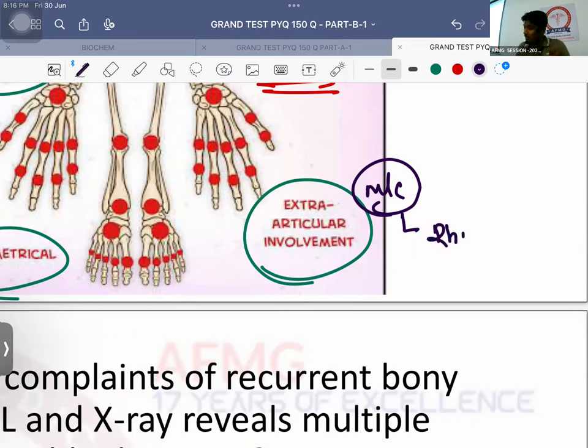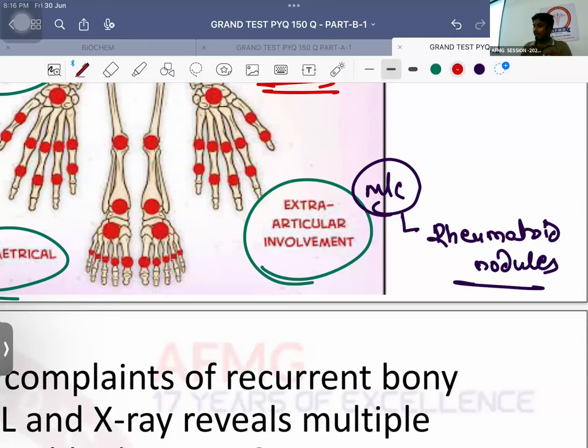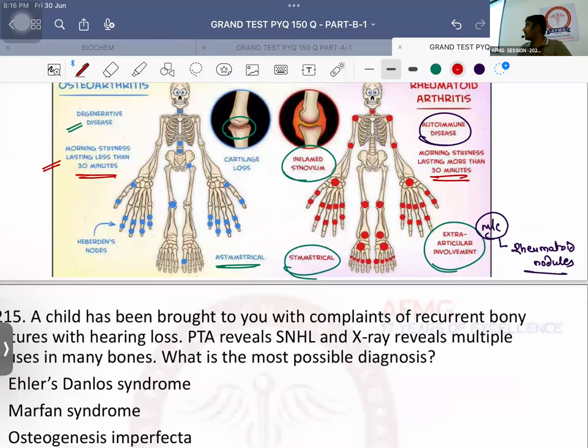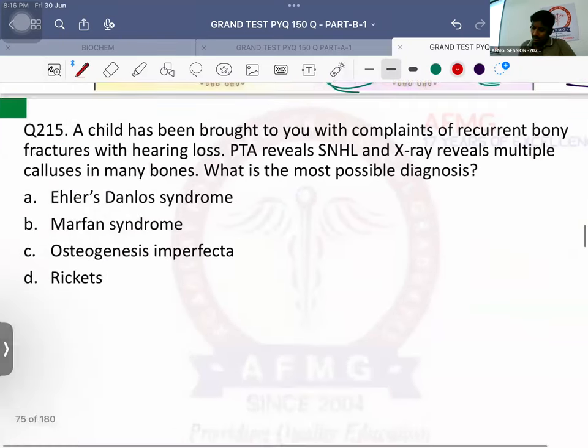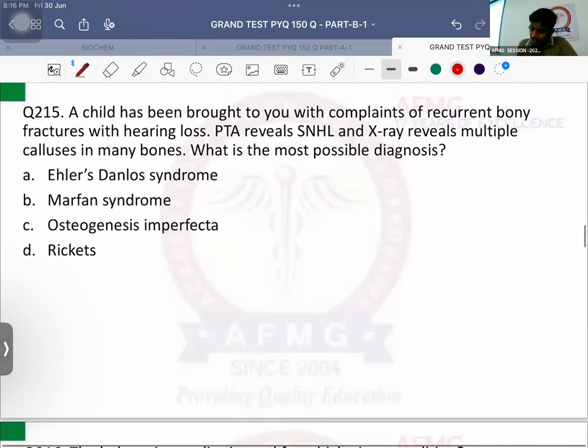Rheumatoid nodules, very good. Skin nodules which are there. These are known as rheumatoid nodules. Most common extra-articular manifestation of rheumatoid arthritis. In osteoarthritis you give NSAIDs, you cannot give anything else.